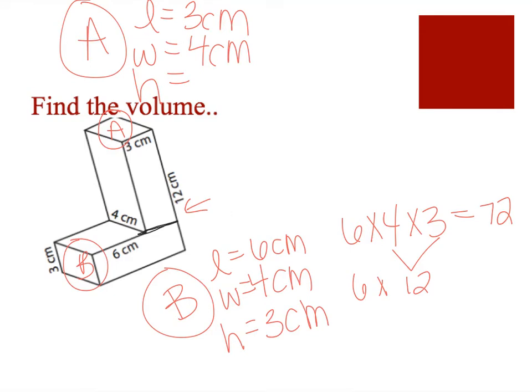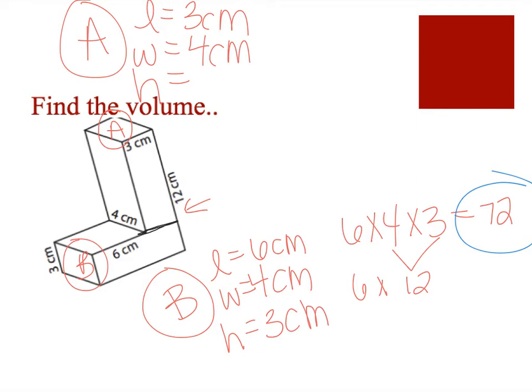I'm actually going to start by explaining B first because I already have all the measurements for that and I don't really have to solve anything. So my length for figure B is 6 centimeters. My width for figure B is 4 centimeters, and my height for figure B is 3 centimeters, so 6 times 4 times 3 will give me the volume. 4 times 3 is 12, and I know 12 times 6 is 72, so that means that the volume for figure B is 72 centimeters squared.